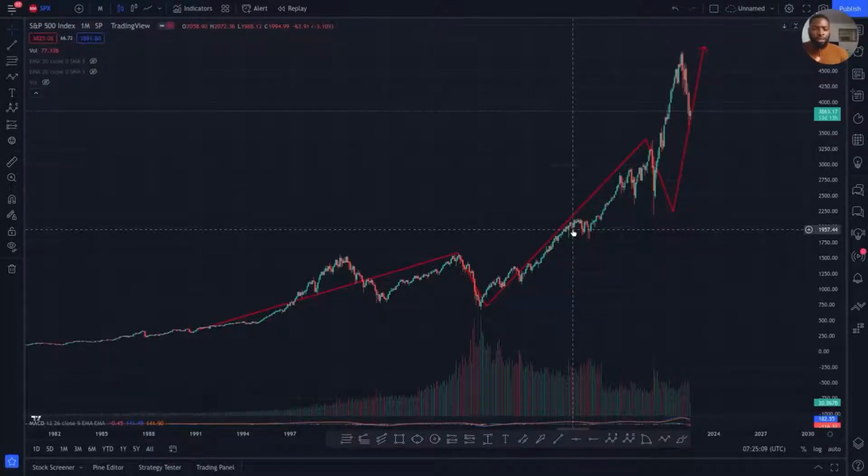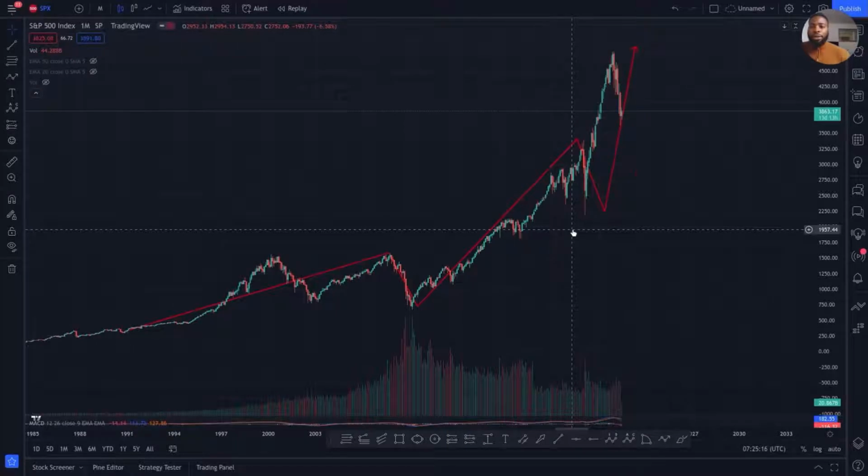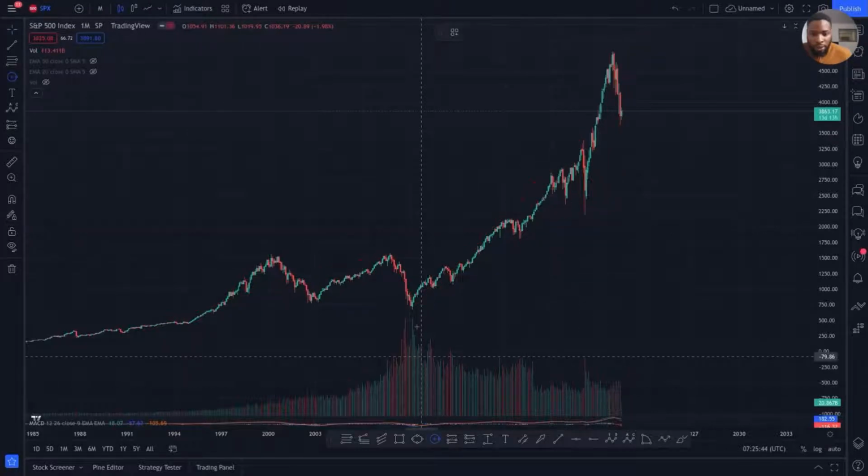Where does the Elliott Wave fit into this? I told you Elliott Wave is used in a trending market. This is a trending market. Why is that a trending market? Because it's so obvious to say that the market is making higher highs and higher lows.